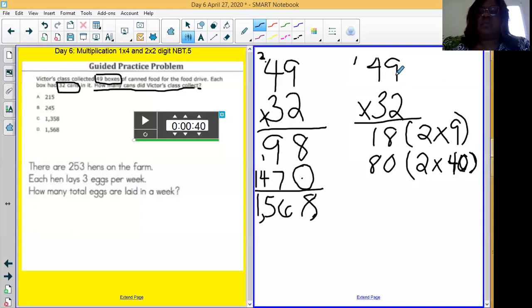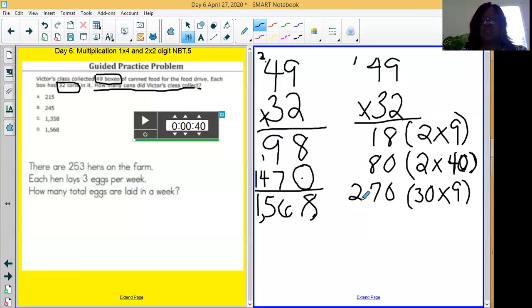So I just did 2 ones times 9 ones. That's how I got my 18. And I did 2 ones times 4 tens. That's how I got my 80. Now I'm going to continue on. I know that this 3 is worth 30. And I'm going to multiply 30 times 9 ones. And I'm going to write it over here. And that gives me 270 ones, or 27 tens. So 30 times 9 is 270. Now I'm going to continue on. I'm going to multiply 30 times 40.